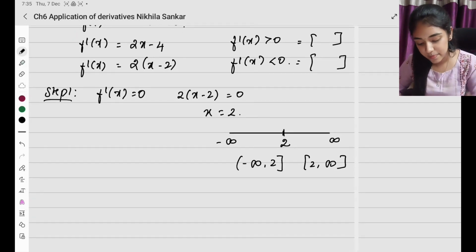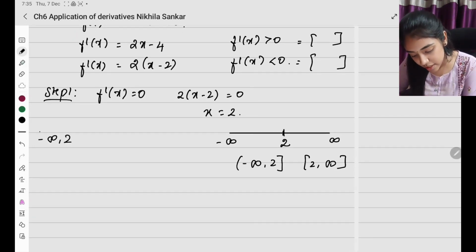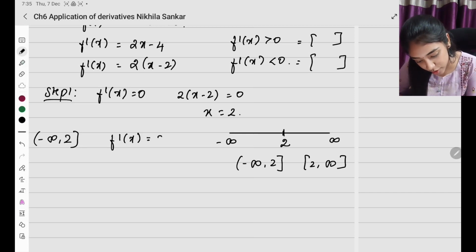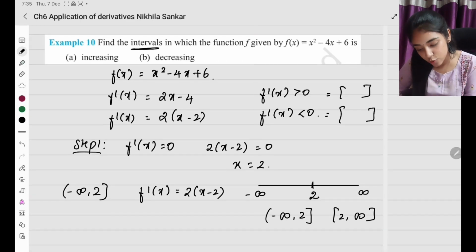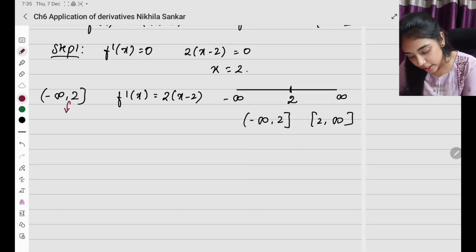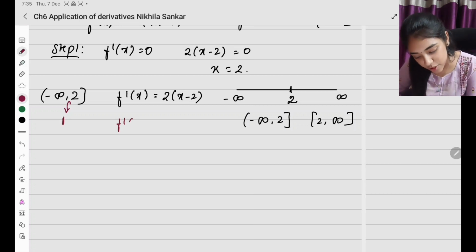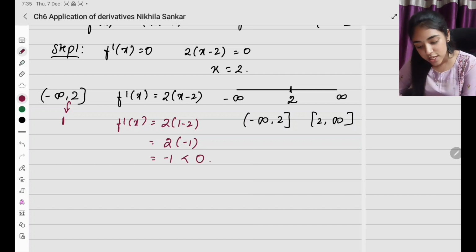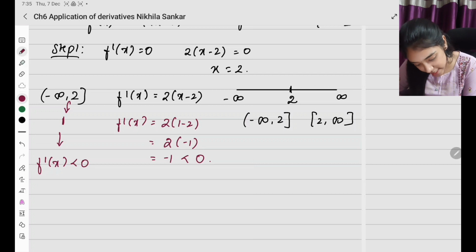First I'm going to take the interval minus infinity to 2. I need to check if f dash of x is positive or negative. f dash of x is 2 times x minus 2. When I take some value between minus infinity and 2, say 1, f dash of x becomes 2 times 1 minus 2, which is 2 times minus 1. This is a minus value, correct? So this is less than 0. So in the interval minus infinity to 2, f dash of x is less than 0, which means this is decreasing.